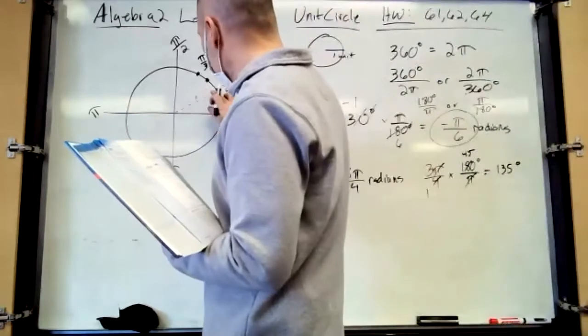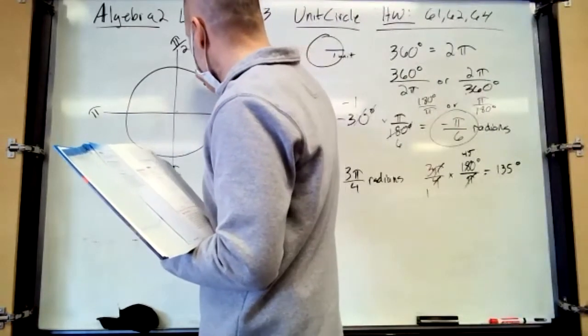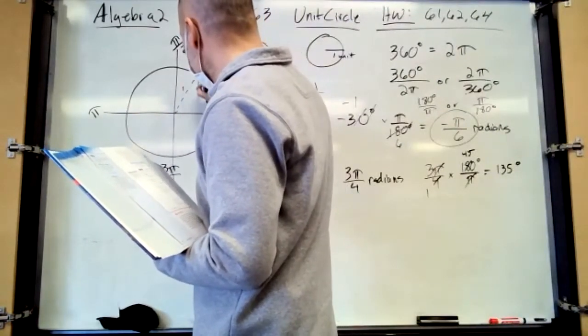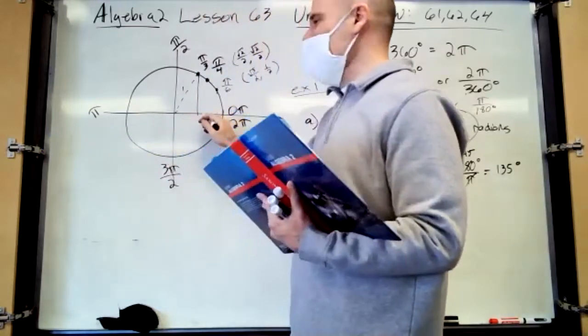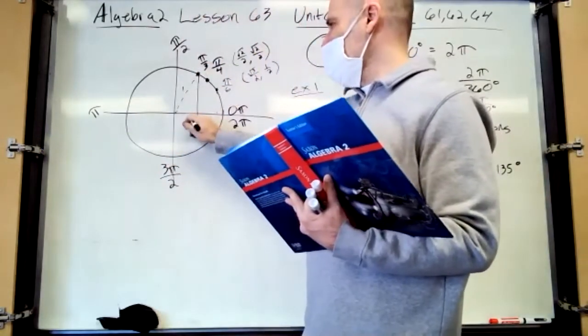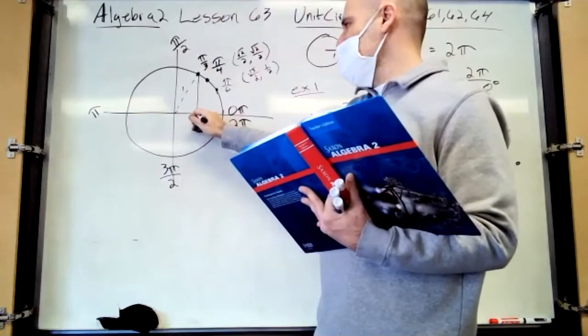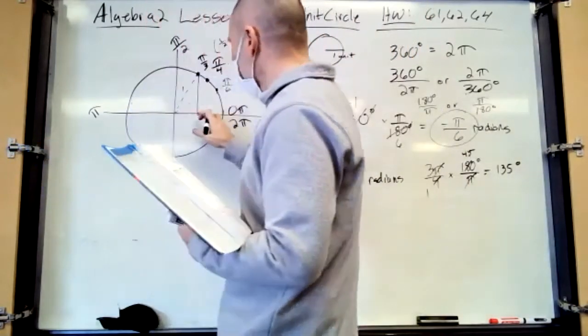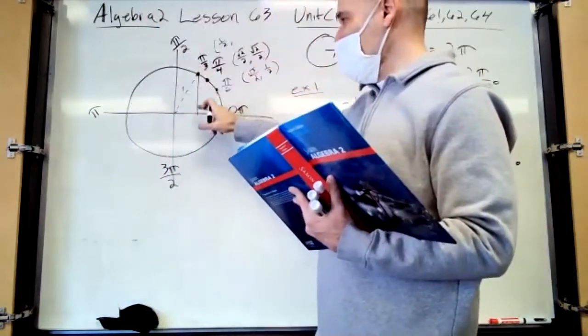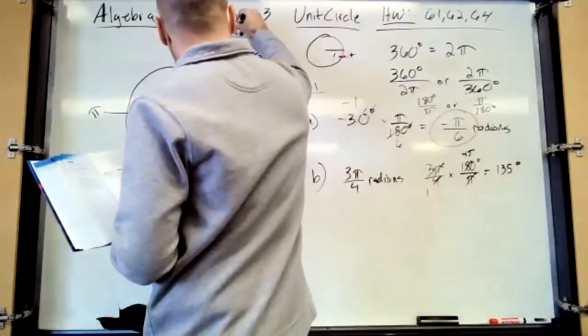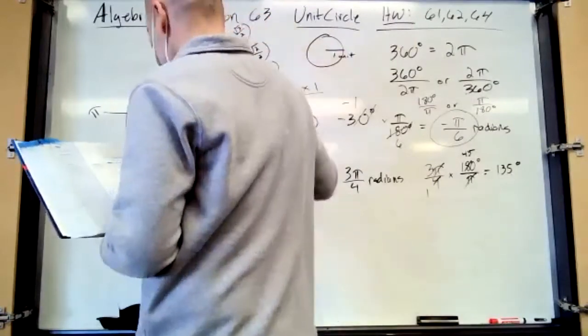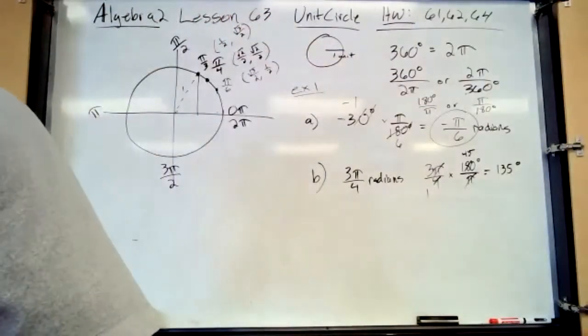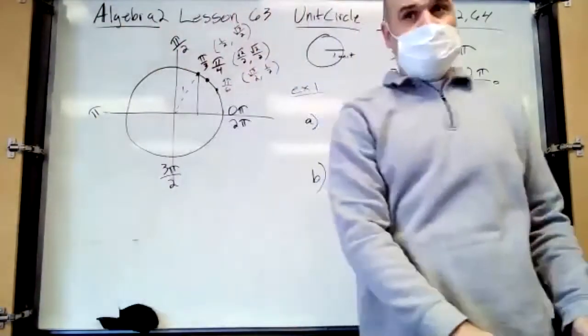Now, if this is 1, what's our x value and what's our y value? What's our x value going to be? 1/2, because that's half of that. And then your y value is basically swapped: radical 3 over 2. Okay? So this works the same way at all those points.